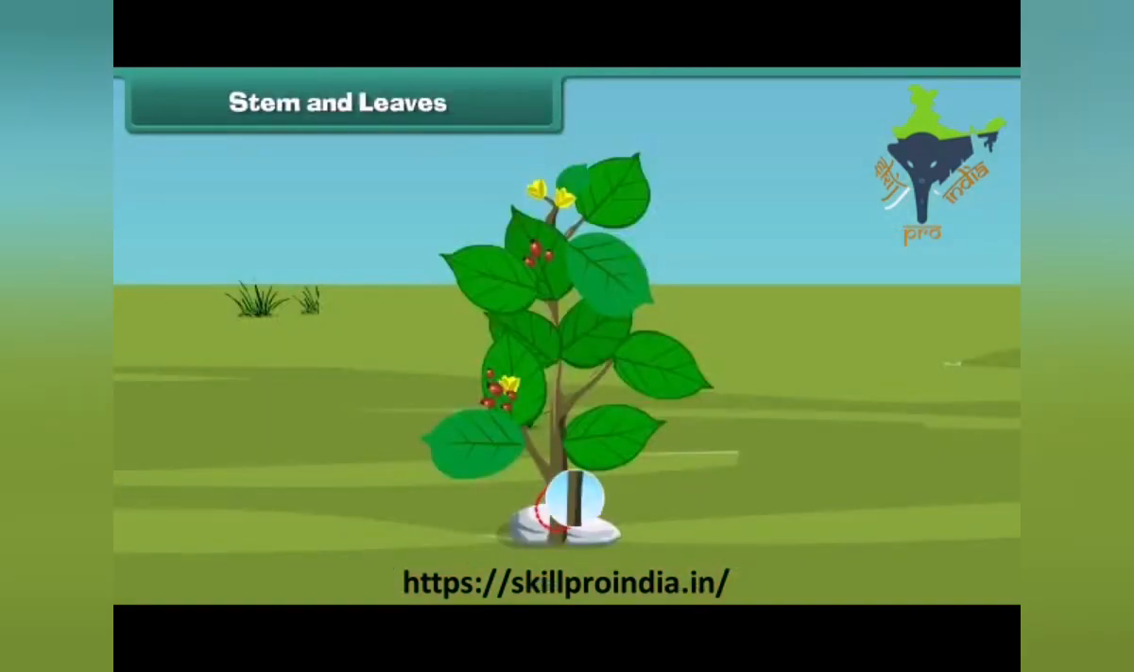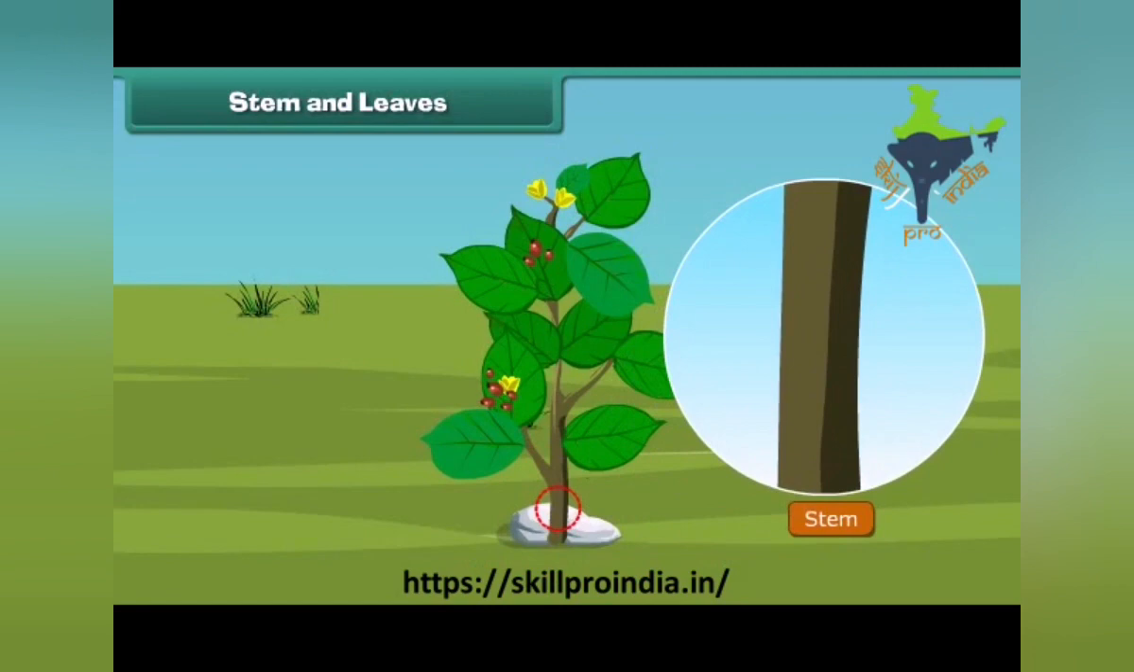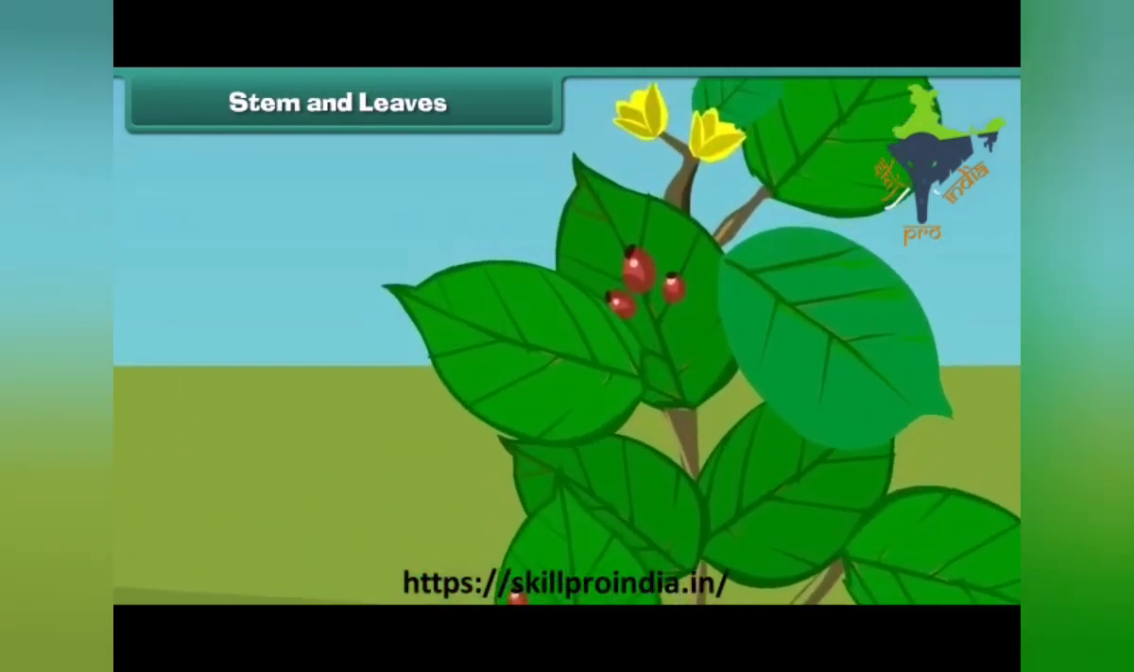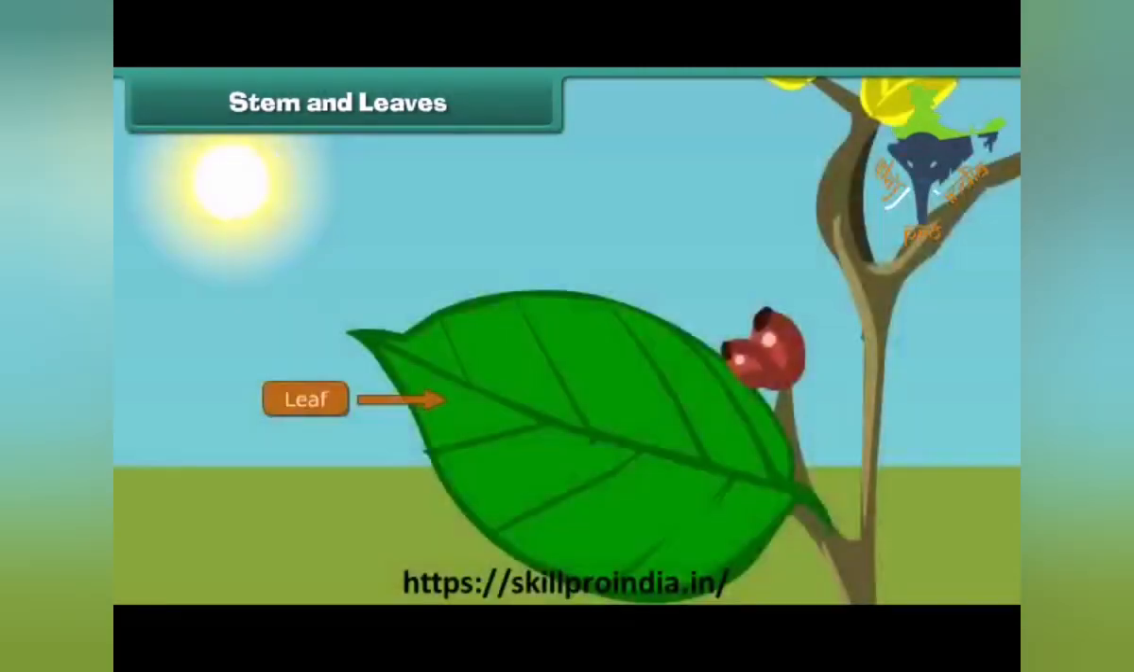The next part of a plant is a stem. A stem is the hard part of a plant which grows above the ground. It bears leaves, fruits, and flowers. A stem also supports plants. Friends, do you know which part of a plant helps them to prepare food? That's right, it is the leaves. Leaves are green in color and grow out of a stem.